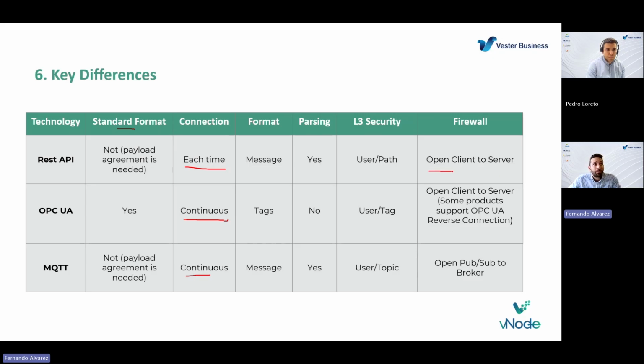The firewall needs to be open from the client to the server. That's why we put the vNode in the same network level where we have the SAP, because otherwise, as this is a client and server architecture, if you have the REST API server in OT, you need to open inbound ports in the firewall. In the case of REST API, the firewall port is open from the client to the server. That's why we recommend having the IoT gateway, in this case vNode, in the same network level where you have the ERP.